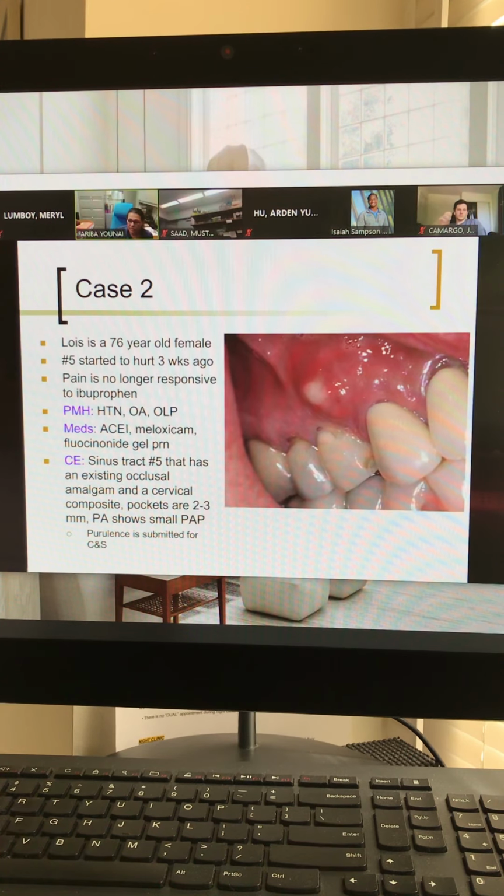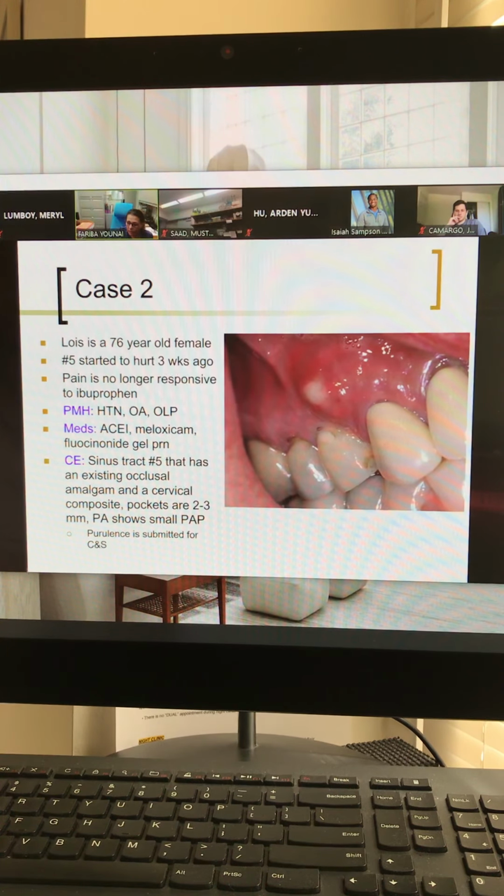This is Lois. She's 76 years old. She started having pain in number 5 3 weeks ago. You're treating her for a different reason. This is a patient I saw because I was treating her lichen planus, but she came in and she had this lesion, and she has been taking ibuprofen for pain, but she says that it doesn't work anymore. Her medical conditions consist of, other than lichen planus, osteoarthritis and hypertension. She's taking an ACE inhibitor, meloxicam, fluocinolone gel that she's using for her lichen planus. And you see this lesion next to tooth number 5.